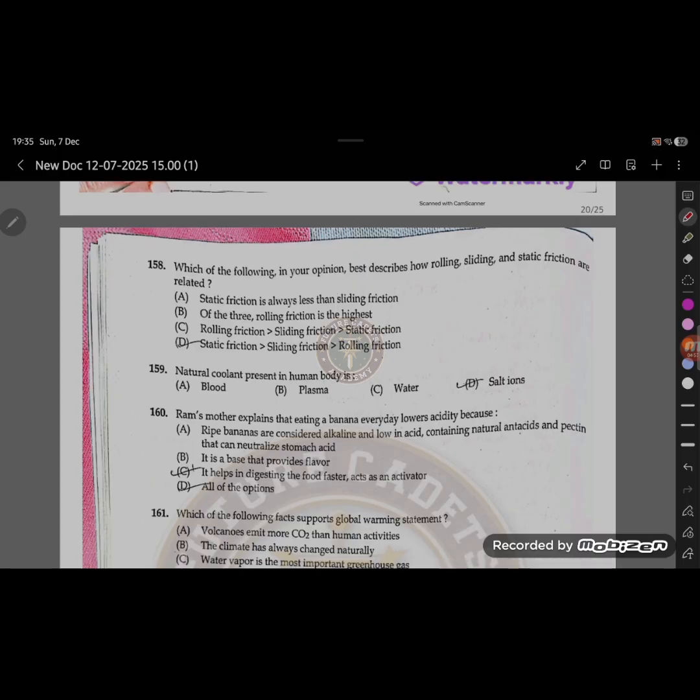Now question number 158. Let's read. It asks which best describes how rolling, sliding, and static friction are related. You must know that one friction has more strength than another. Static friction is the most prevalent form of friction. Then we have sliding friction, and then we have rolling friction. In that order, it reduces, right? So this is the correct order.